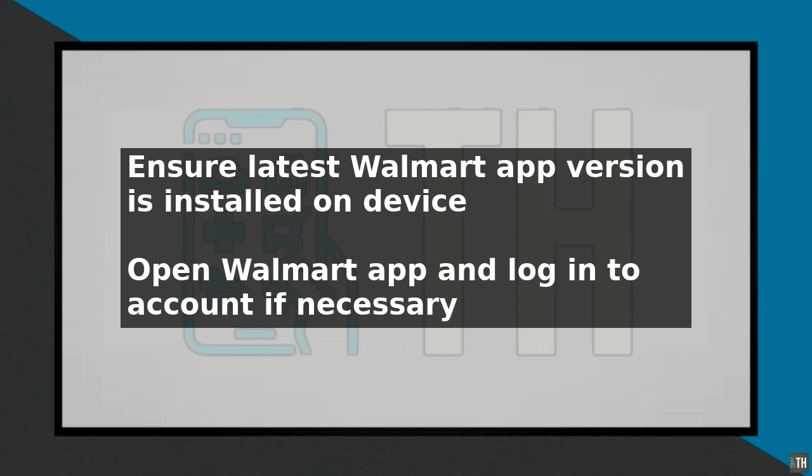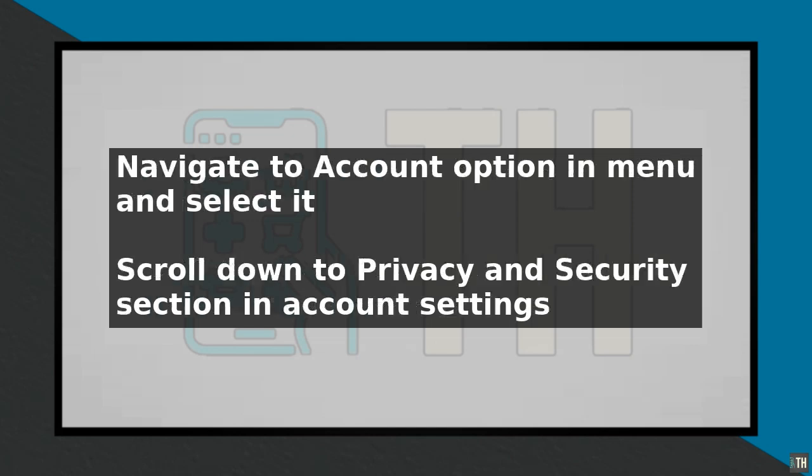Open the Walmart app on your device and log into your account if you have not already done so. Navigate to the top left corner of the screen and tap on the 3 horizontal lines to open the menu. From the menu, select the account option, which will take you to your account settings. Scroll down to the section labeled Privacy and Security, where you will find the option to manage your search history.